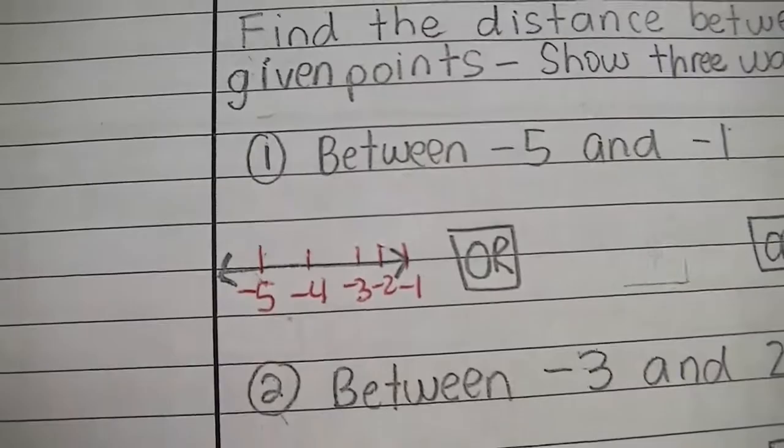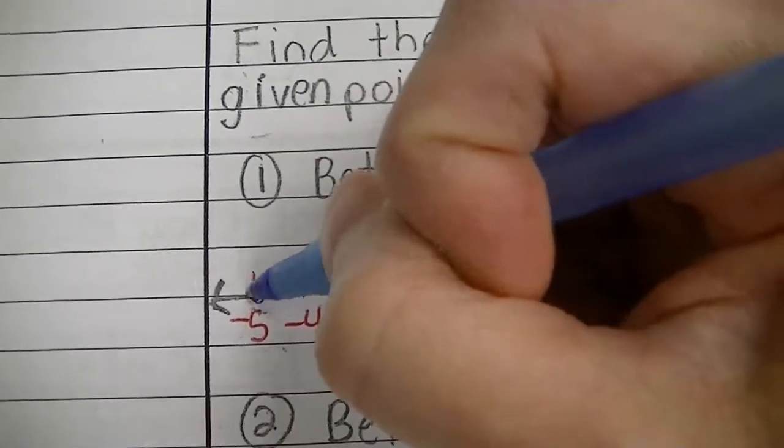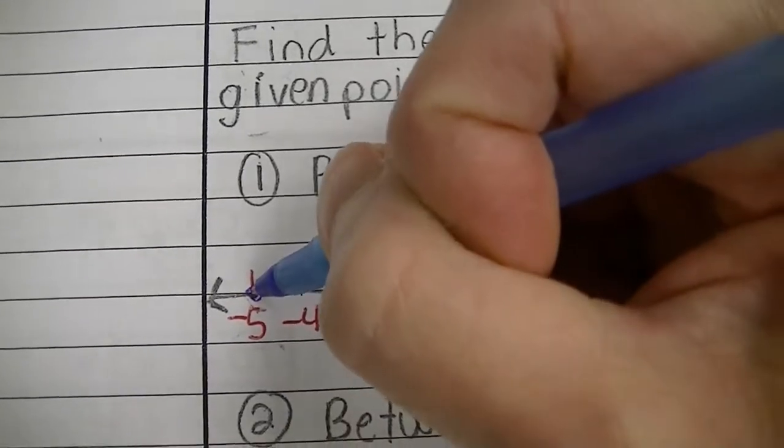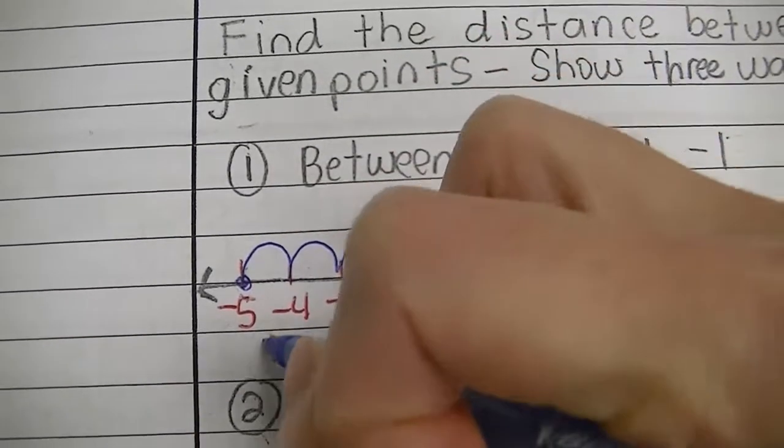Okay, and we want the distance between -5 and -1. So here's -5 and here's -1, and you can just count them. 1, 2, 3, 4 units.